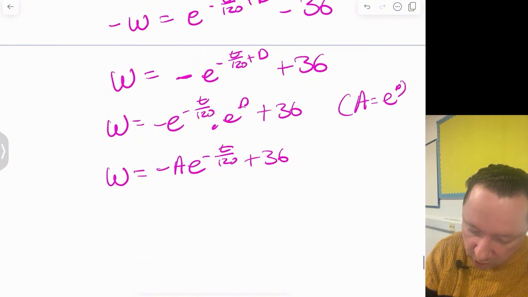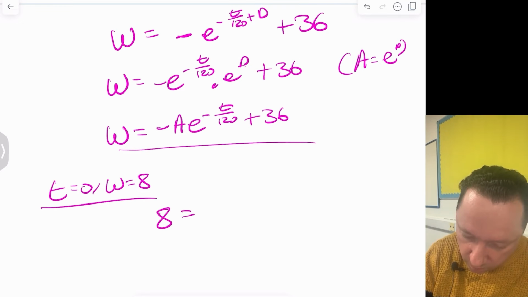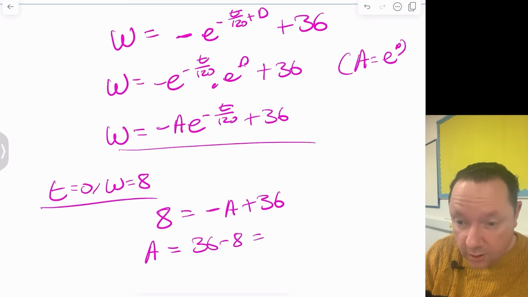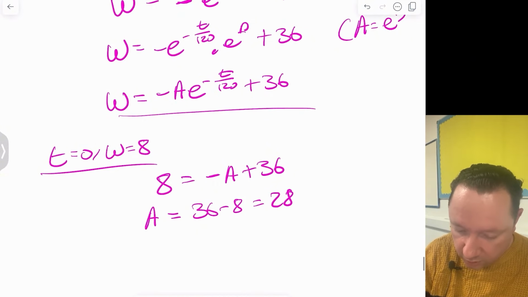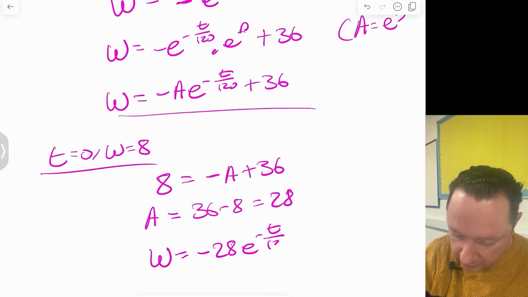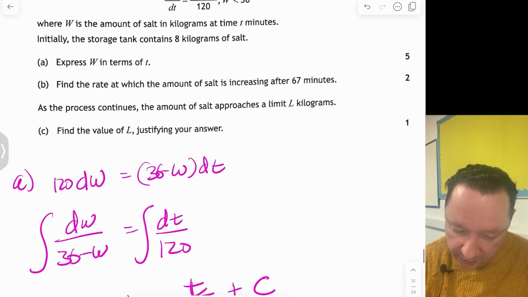The initial conditions were that when t equals 0, w equals 8. So that means that 8 equals minus a plus 36. So a must equal 36 minus 8, which is 28. And therefore w equals minus 28 e to the minus t over 120 plus 36. And we're done there. Part B, find the rate at which the amount of salt is increasing after 67 minutes.